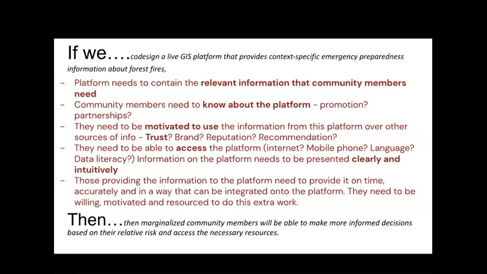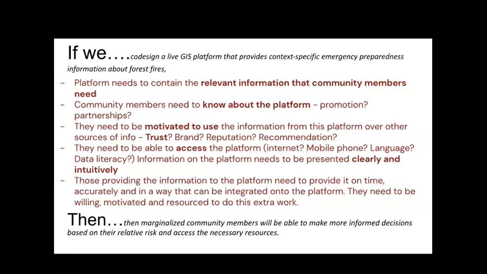This might require partnerships. They need to be motivated to use the information from this platform over perhaps other sources of information they're getting. This requires building trust or leveraging brands or reputation or perhaps recommendations. They need to be able to access the platform, both in terms of language and data literacy, and also in terms of just internet and mobile phones.